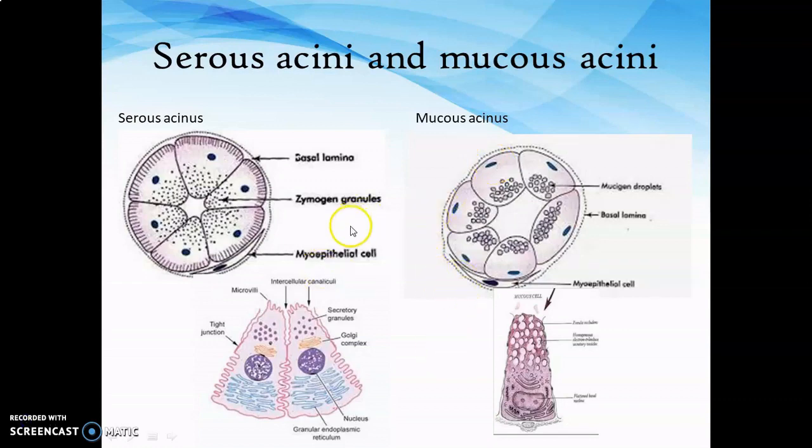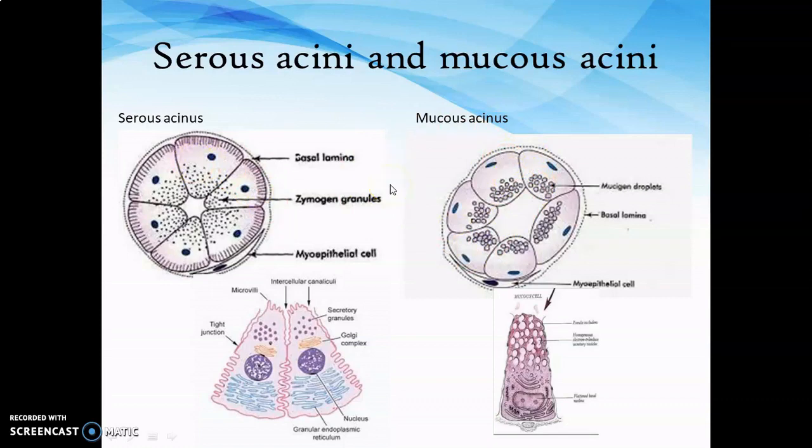So in a purely serous salivary gland like the major salivary gland parotid and the minor salivary gland von Ebner's salivary gland, we will find only serous acini. But in case of a purely mucous salivary gland, there will be only mucous acini present. But in case of a mixed salivary gland, there will be both serous and mucous acini present within the same gland.